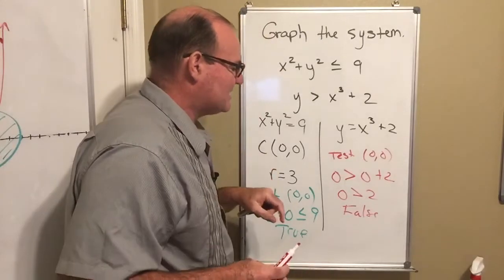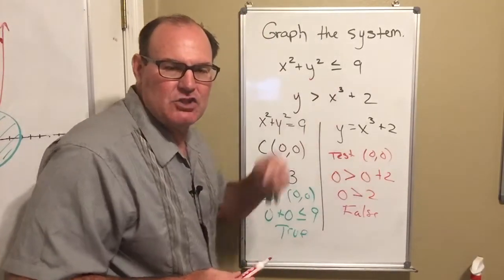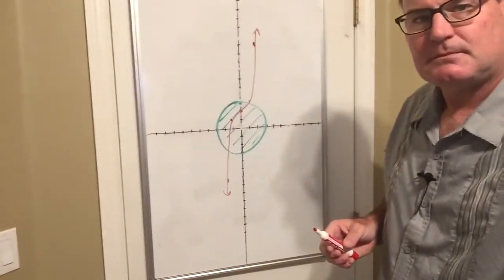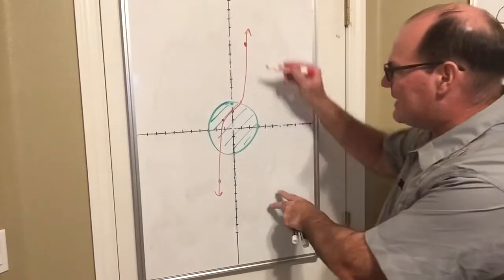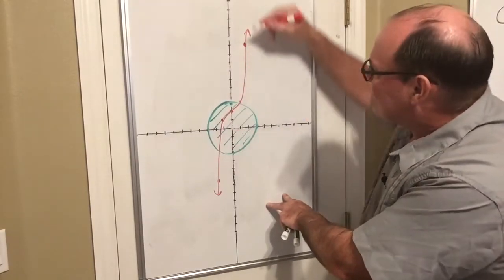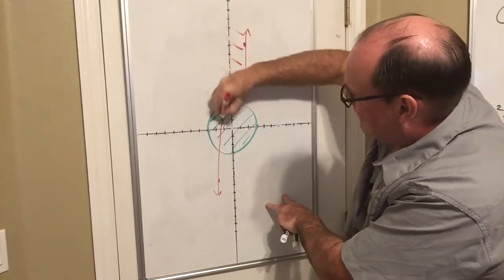So what that means is the test point was not a solution. I'm going to shade in the other direction. So we're just about done with this problem. Back to my graph. So here is my cubic graph. We tested the point 0, 0. So that means that I am going to shade on the other side of that.